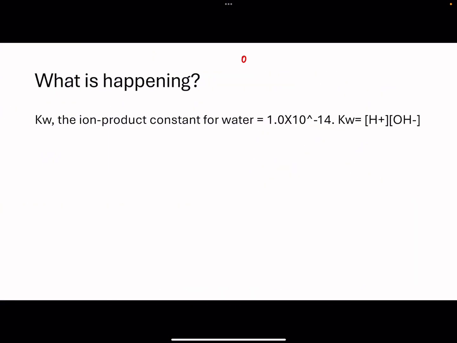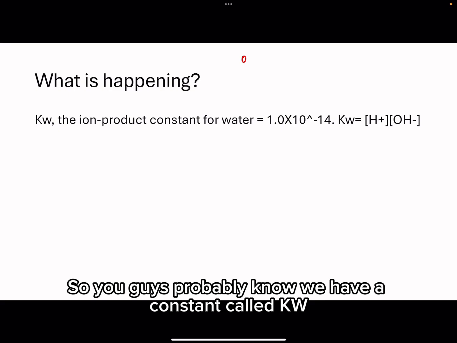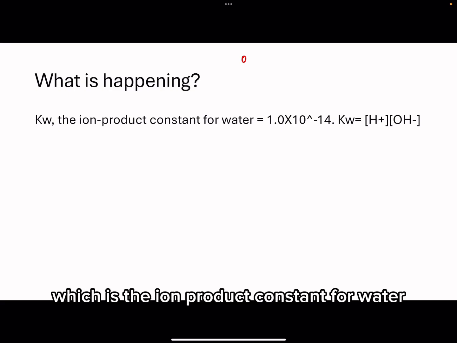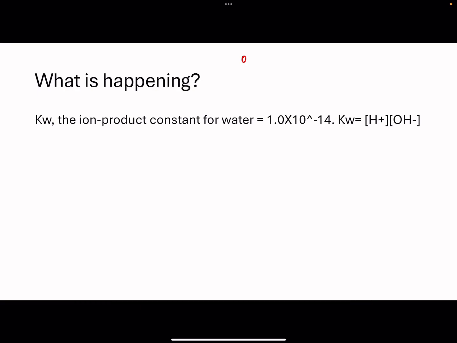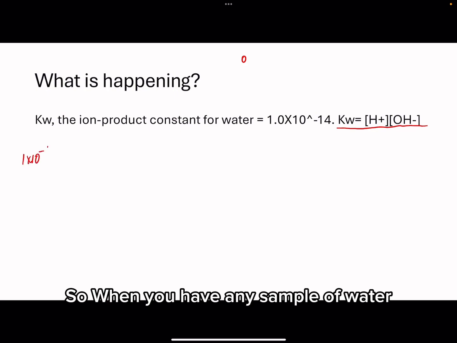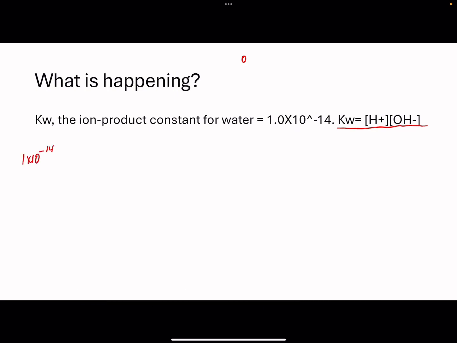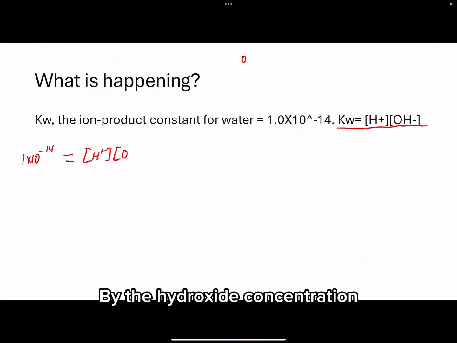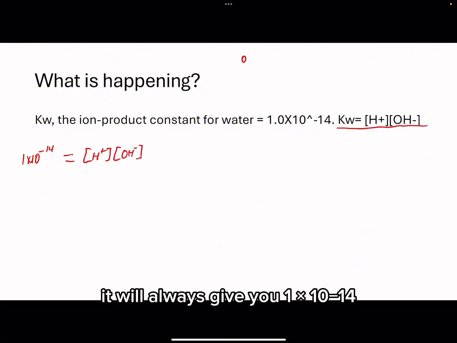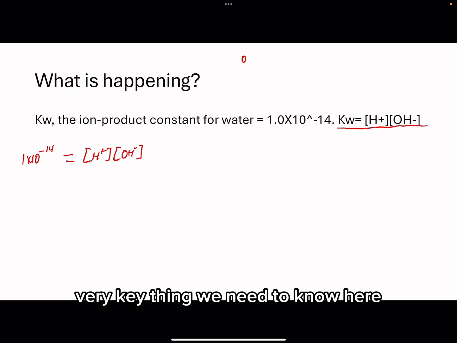So what is happening? So you guys probably know we have a constant called Kw, which is the ion product constant for water, and it always equals 1 times 10 to the negative 14. And here's the equation. So when you have any sample of water, no matter how acidic or basic, no matter what, when you multiply the hydrogen concentration by the hydroxide concentration, it will always give you 1 times 10 to the negative 14, no matter what. So that's a very key assumption, very key thing we need to know here.